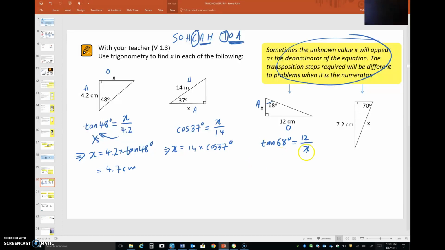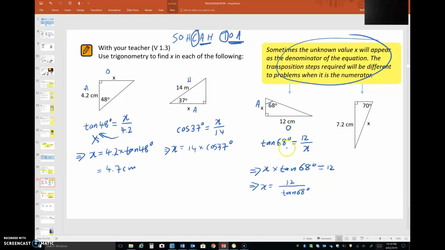So first off, I want to get x on its own, so I'll take x on the other side. Over here it's dividing, so on the other side it'll be times x. Times tan 68 degrees equals 12. And then this is multiplying here. I want x on its own, so I'll take the tan 68 and divide it on the other side. So 12 divided by tan 68.